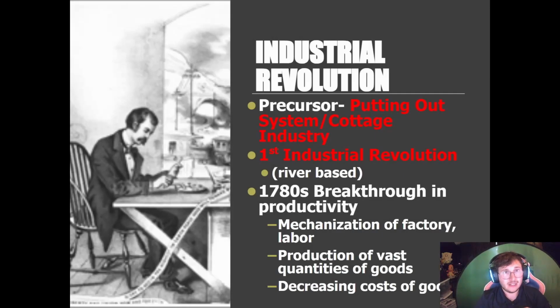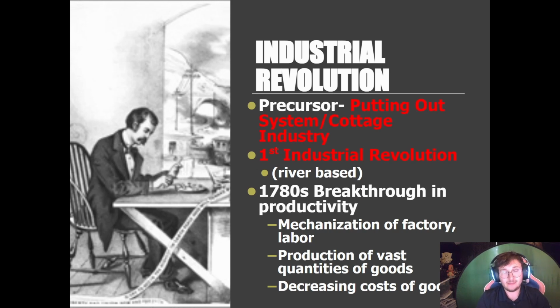Right? This leads us into the Industrial Revolution, because with more food available to people, people can now worry about other things. A precursor to the Industrial Revolution was the putting out system, or the cottage industry, where you had a house that would make blankets, and they made 4 blankets a day, and that was it, right? Now, the first Industrial Revolution was river-based, where your factory is built on a river, and you had a big water wheel that would power your machines inside.